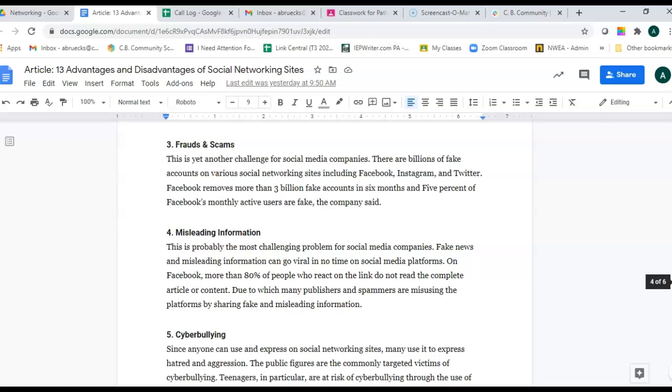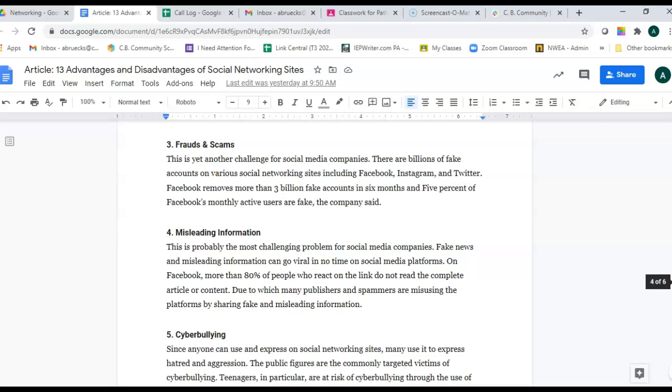Number four, misleading information. This is probably the most challenging problem for social media companies. Fake news and misleading information can go viral in no time on social media platforms. On Facebook, more than 80% of people who react on the link do not read the complete article or content, due to which many publishers and spammers are misusing the platforms by sharing fake and misleading information. That is 100% true. I've seen it happen.